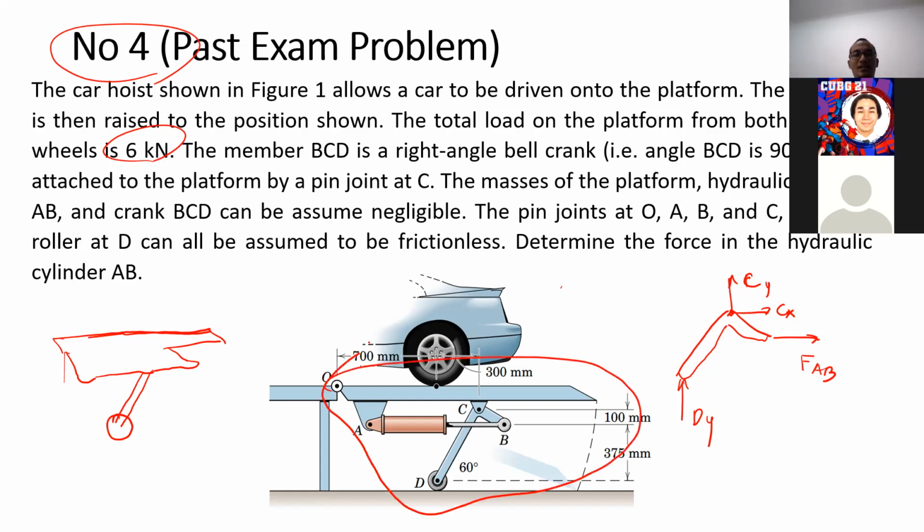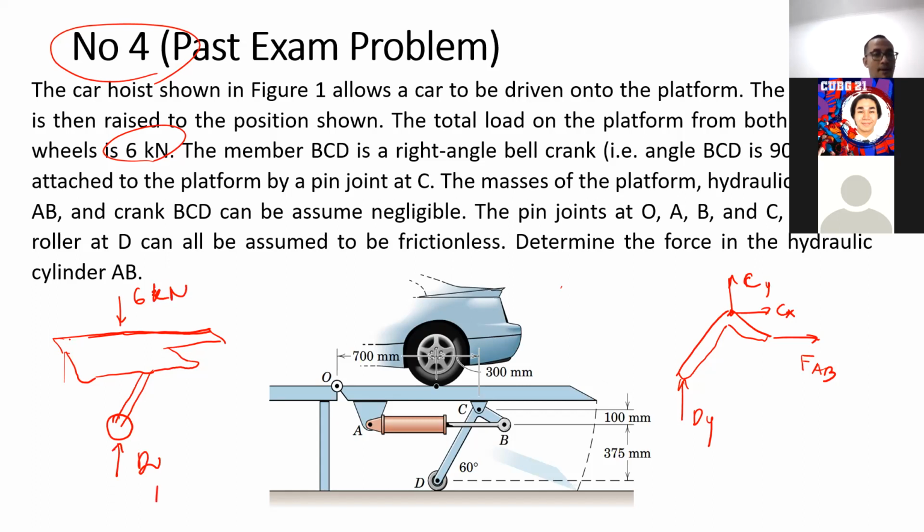If we take a look at the whole free body diagram, what external forces do we have there, Irsyad? The load from the tire, correct? It's supposed to be 6 kilonewton. Then DY, correct? What else? OX, OY. Correct. From this particular free body diagram, how many unknowns do we have? Only 3 unknowns, correct: OX, OY, DY.